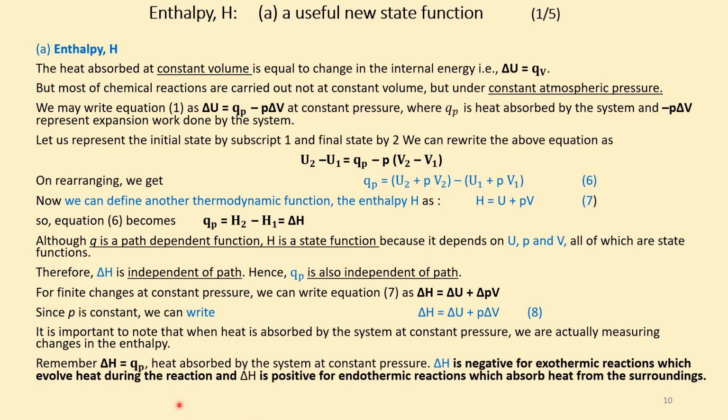Another point to remember is delta H is equal to QP, that is quantity of heat supplied at constant pressure, heat absorbed by the system at constant pressure, whereas delta H is negative for exothermic reactions which evolve heat during the reaction, and delta H is positive for endothermic reactions. So for exothermic, delta H is negative. For endothermic, delta H is positive. This you have to remember. Maybe you may be asked some objective type questions. So delta H is positive and it results in absorption of heat from the surroundings.